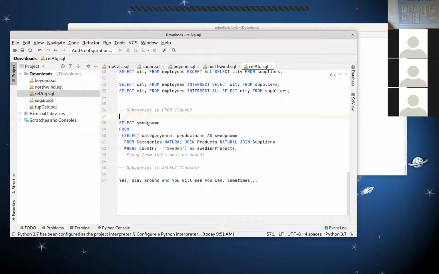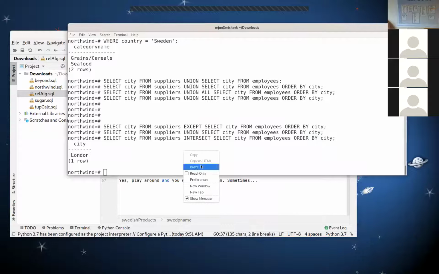So we say select the Swedish product name, I guess, from, and then here's the new table. So this is a table right here. Let's show what that table is. This is going to be the table where we're getting all the Swedish products. We're getting the category name and the product name as a Swedish product. So this should be actually kind of interesting. Let's see here. I think Gravad lax should definitely be in here.